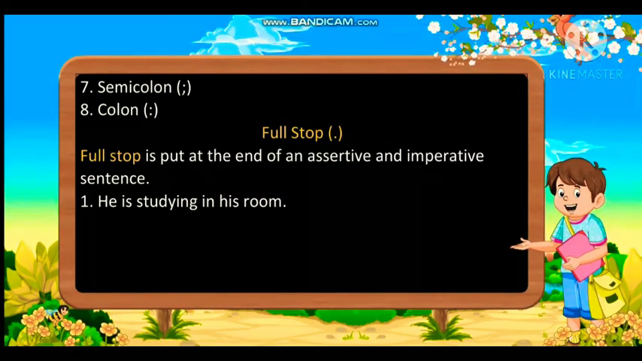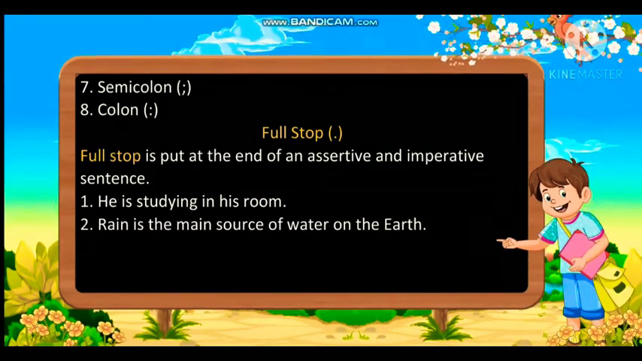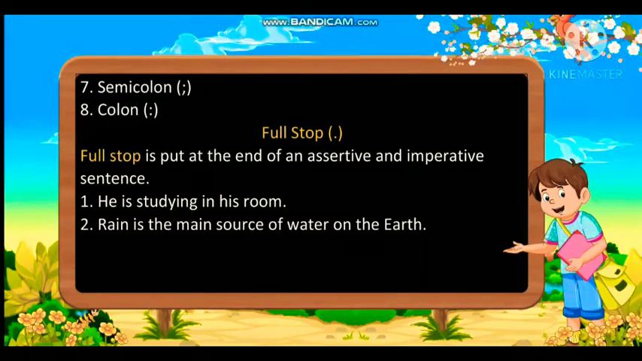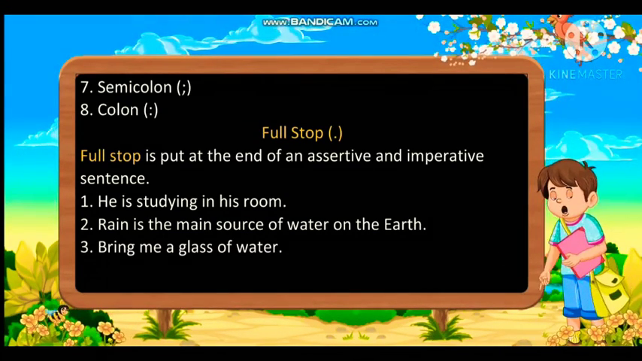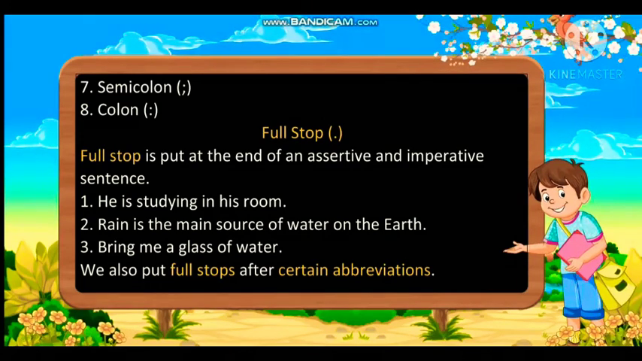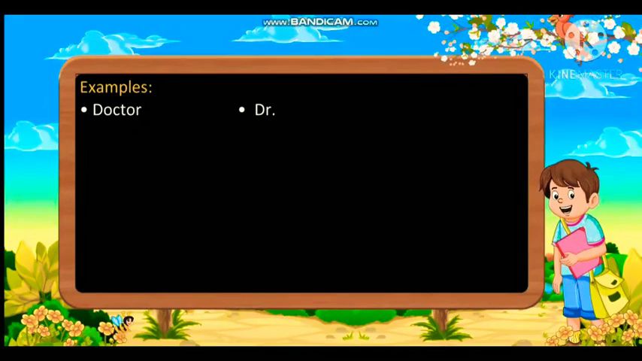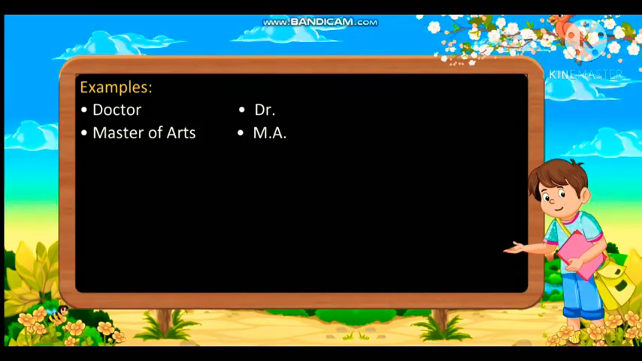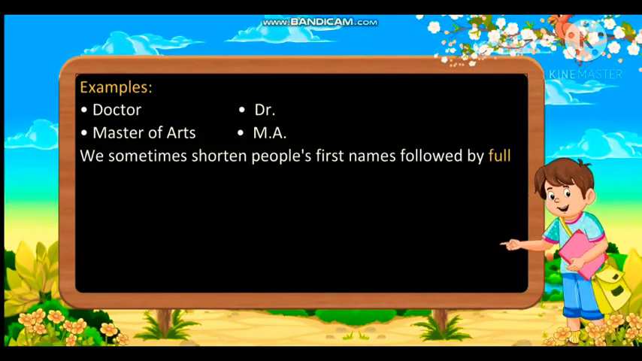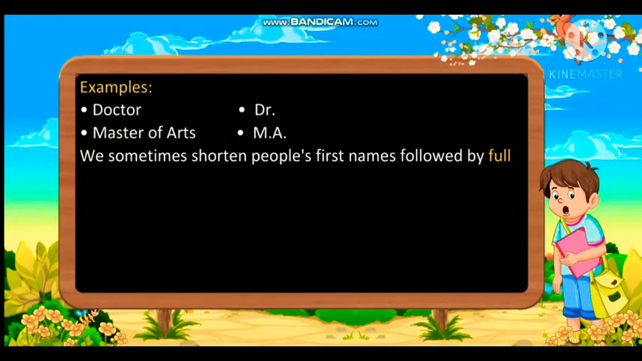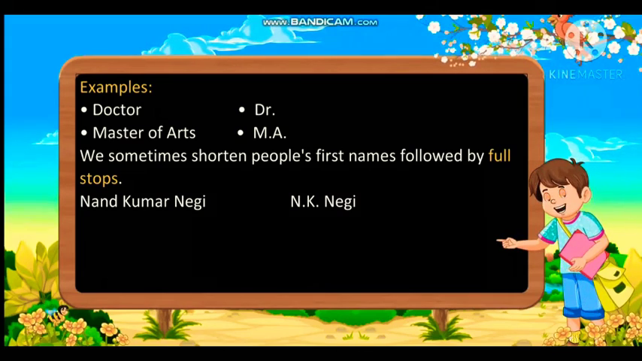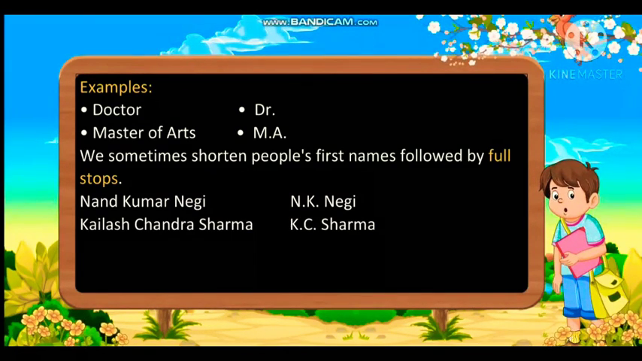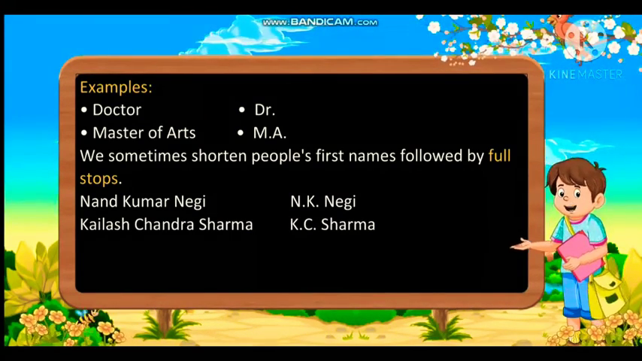First, he is studying in his room. Second, rain is the main source of water on the earth. Third, bring me a glass of water. We also put full stops after certain abbreviations. Examples: Doctor, Dr. Master of Arts, M.A. We sometimes shorten people's first names followed by full stops. Nand Kumar Negi, N.K. Negi. Kailash Chandra Sharma, K.C. Sharma.